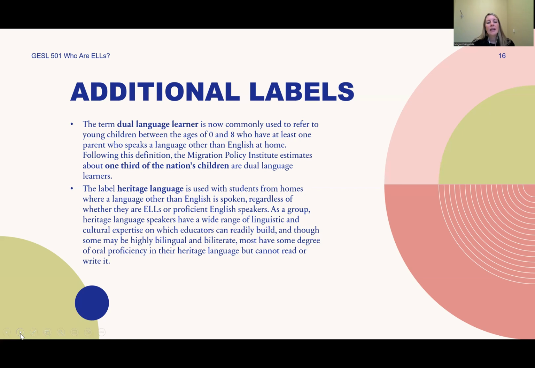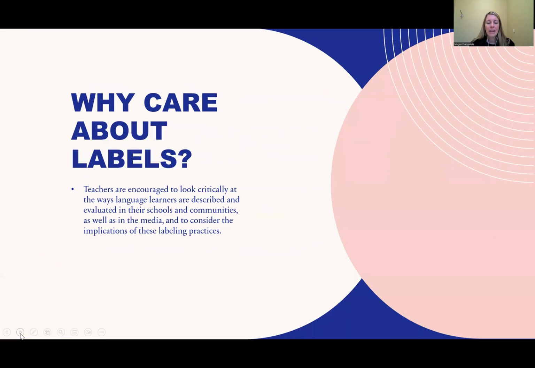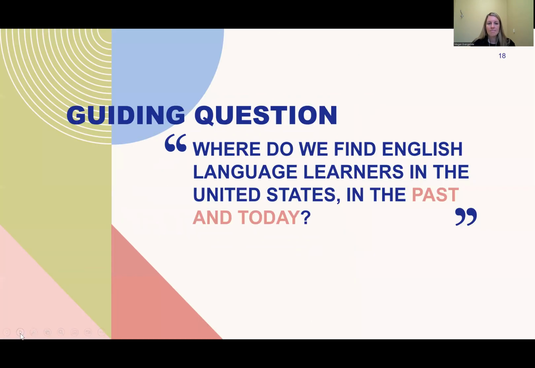Some students may be highly bilingual and biliterate, and some will have higher oral proficiency in their first language, but limited literacy. So not able to read or write yet. So a big question is, why do we care about labels? We as educators are encouraged to look critically at the way that language learners are described and evaluated in our schools and our communities, as well as in the greater society and media, because there are a lot of implications for the way that we label English learners.